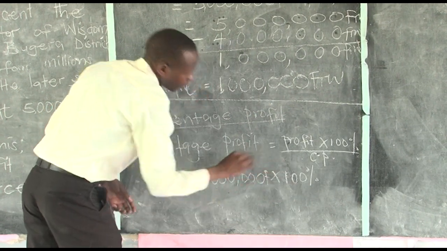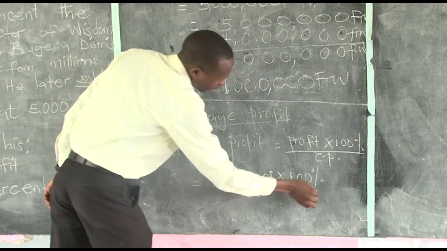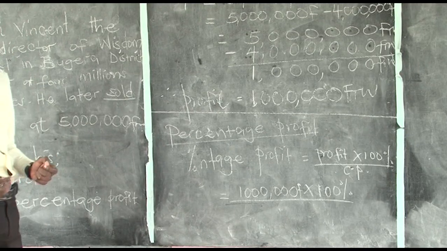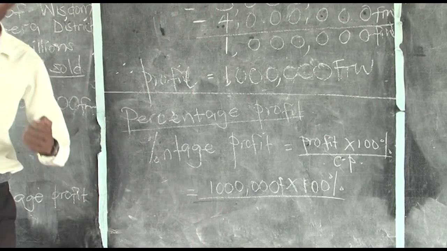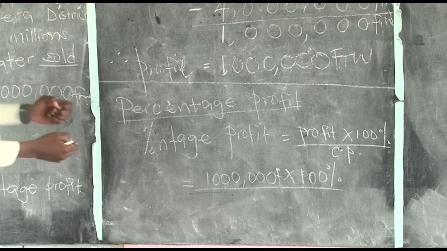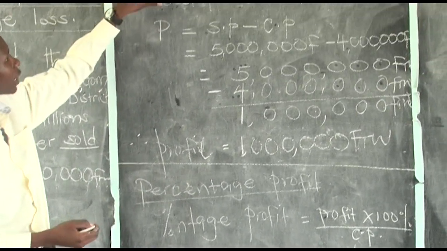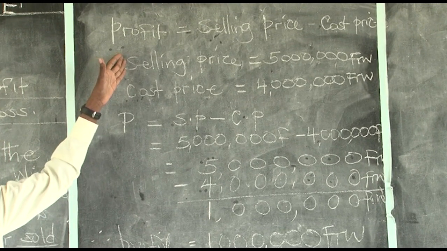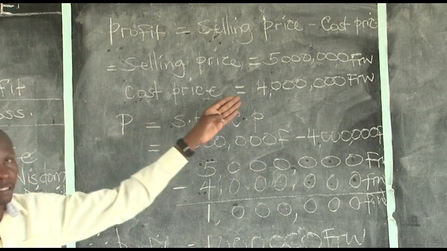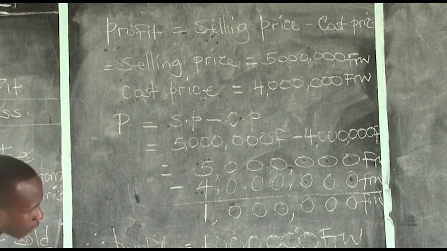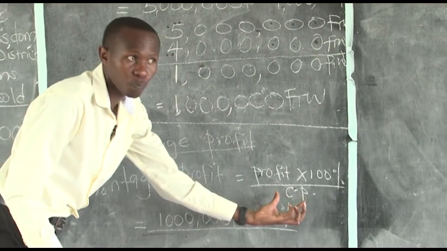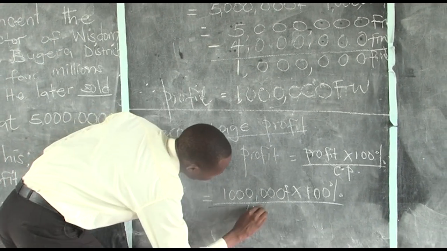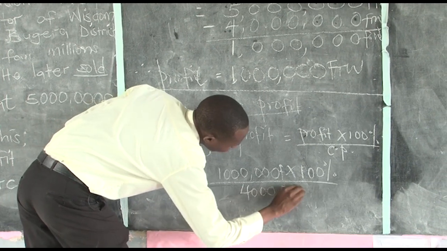Remember, 1 million is in francs. We divide by the cost price or buying price. If you don't use cost price, use buying price. What is our buying price? When you look at our lesson, at the first step, we have already identified the selling price and the buying price. Our buying price is 4 million francs. So where there is cost price, we substitute with 4 million francs. So I'll say out of 4 million francs.